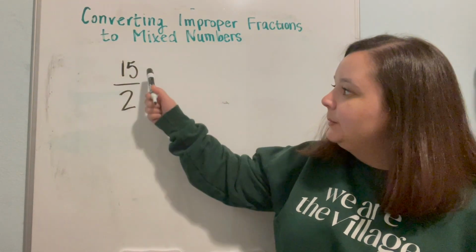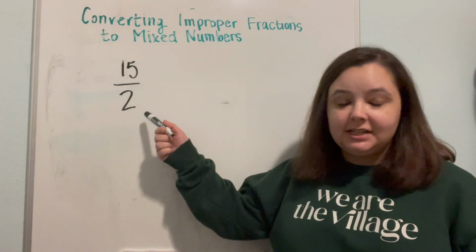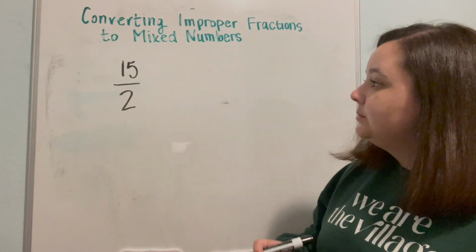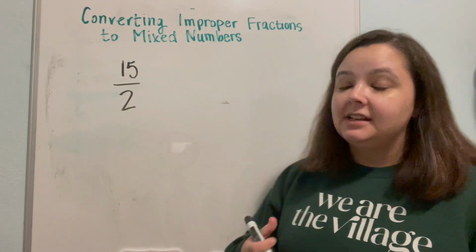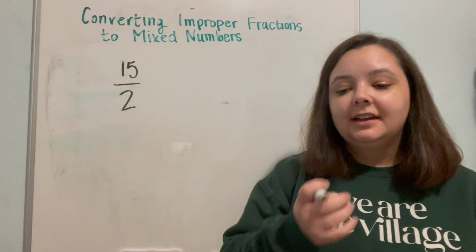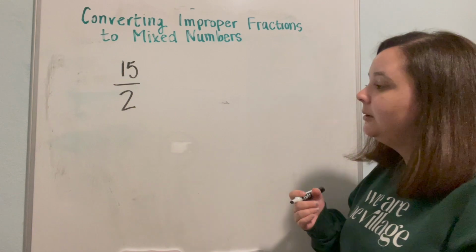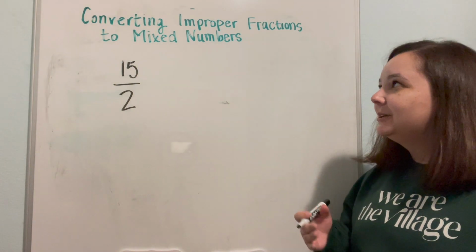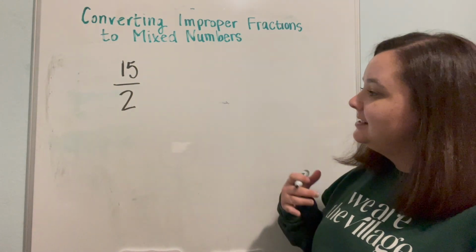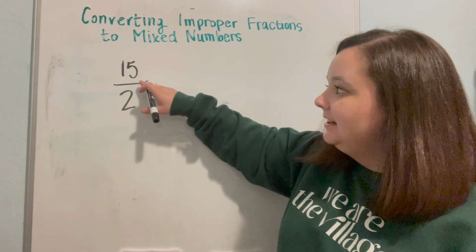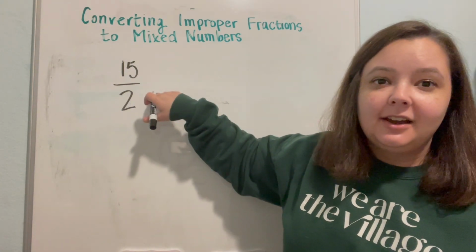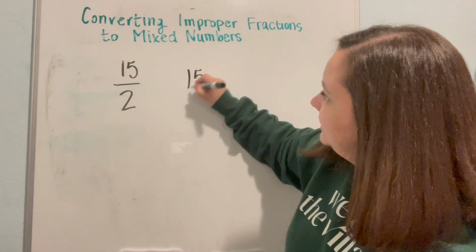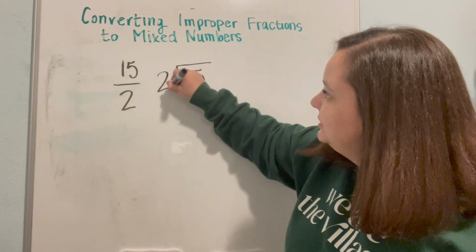As you can see, our numerator, our number on the top, is much greater than our number on the bottom. So this right here is an improper fraction. We want to get it to where it's a mixed number, and a mixed number is a fraction that has a whole number and a proper fraction. What we need to do in order to make this improper fraction into a mixed number is first divide our numerator, the number on top, by our denominator, the number on the bottom. So we have 15, and we're going to divide it by 2.